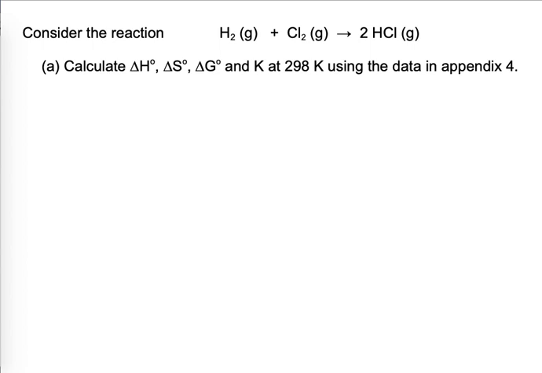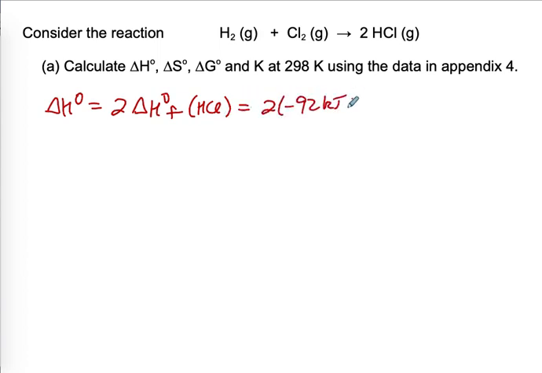So we look at the equation, which involves reaction of 1 mole of hydrogen and 1 mole of chlorine to form 2 moles of hydrogen chloride gas, and we easily see that this reaction is the formation of 2 moles of hydrogen chloride gas from its elements in their standard states. Therefore, delta H naught, the standard enthalpy change, will simply be equal to 2 times the standard enthalpy of formation of HCl, which we can simply look up on the thermodynamic tables. That's 2 times negative 92 kilojoules per mole, or negative 184 kilojoules per mole as my standard enthalpy change.